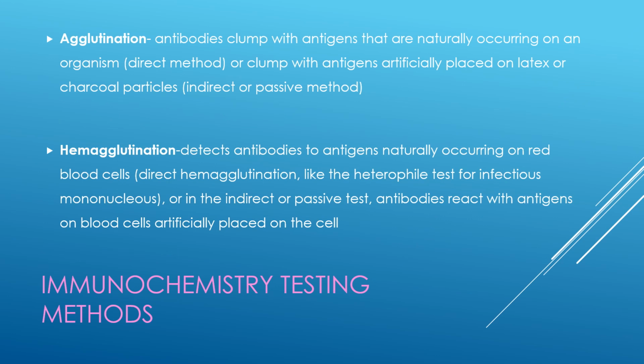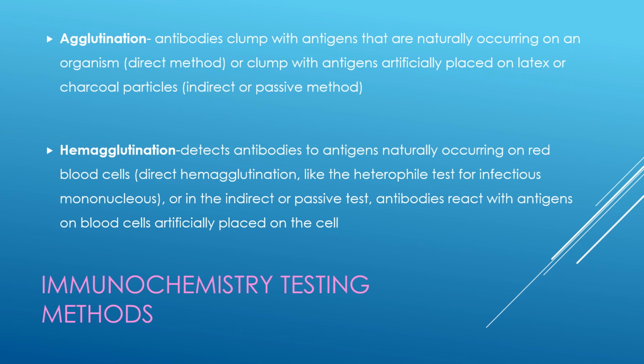Agglutination is antibodies clumped with antigens that are naturally occurring on an organism. That's called the direct method. Or they clump with antigens that are artificially placed on latex or charcoal particles. That's called an indirect or passive method. Then we have hemagglutination, which has to do with cells.